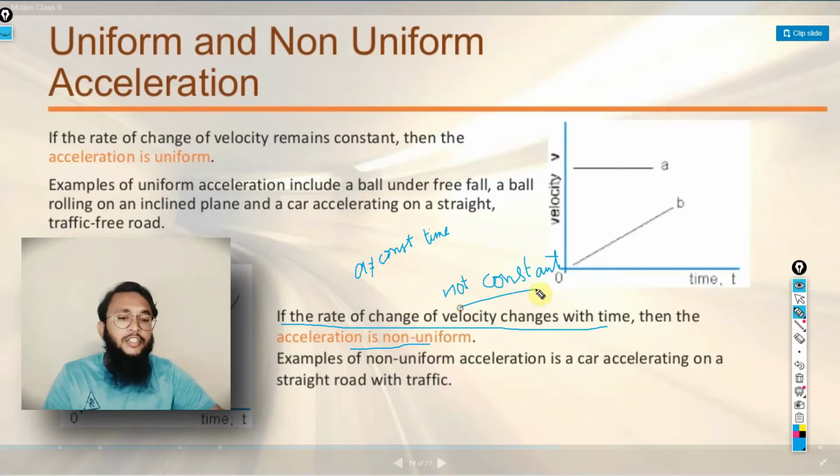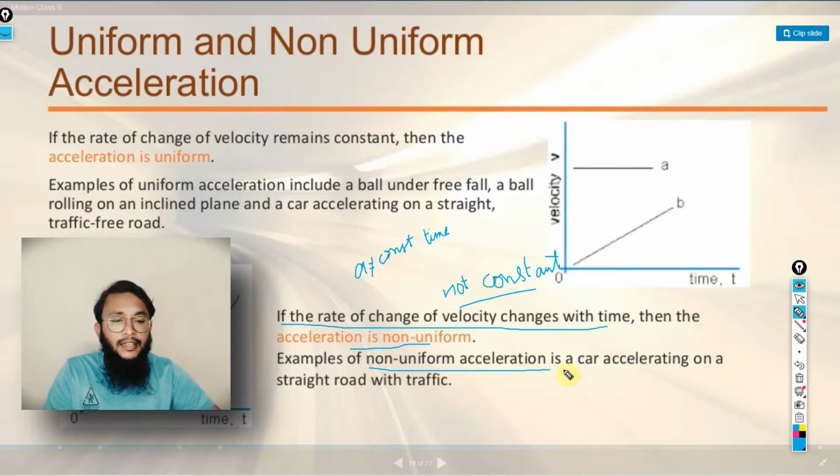Alright, so acceleration is not constant. Why not constant? Because the velocity is changing but not changing equally with time. This is the clear difference between uniform acceleration and non-uniform acceleration, right? Let's have a look at the example.